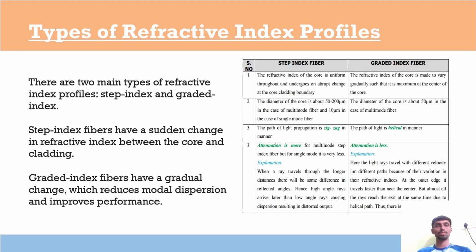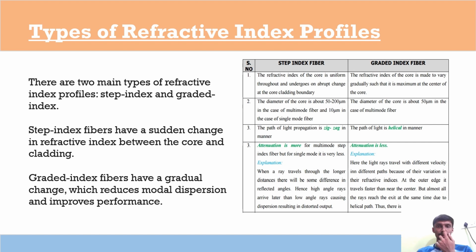There are two main types of refractive index profiles: step index and graded index. Step index fibers have sudden changes in the refractive index between the core and cladding, and graded index fibers have gradual changes, which reduce the modal dispersion and improve the performance.